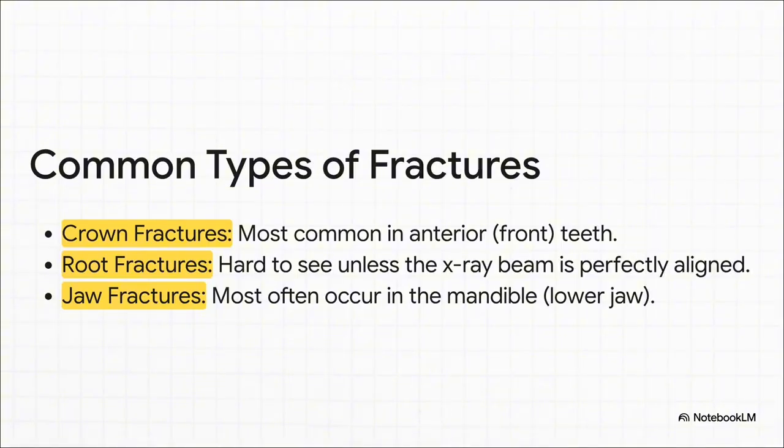Crown fractures, the ones you can often see, usually happen right on those front teeth. But root fractures, oh, those are way trickier. The X-ray beam has to hit the fracture line at the perfect angle just to spot it. And then for the really big impacts, you might get a jaw fracture, which almost always happens in the lower jaw. On a big panoramic X-ray, it shows up as this clear dark line.